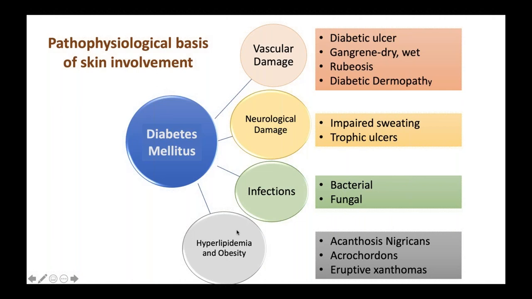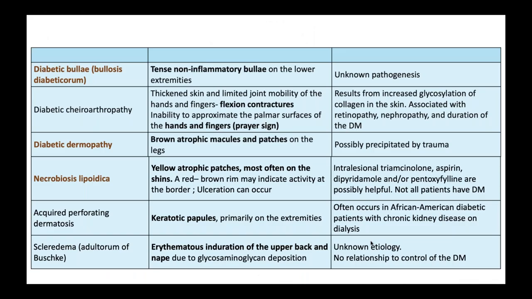There's a strong association with hyperlipidemia and obesity, which can have cutaneous manifestations such as acanthosis nigricans, acrochordons, and eruptive xanthomas. These are a few important manifestations. First is the diabetic bulla, which are tense, non-inflammatory bullae on the lower extremities. Diabetic cheiroarthropathy results in flexion contractures and the sign known as the prayer sign, which is basically the inability to approximate the palmar surfaces of the hands.